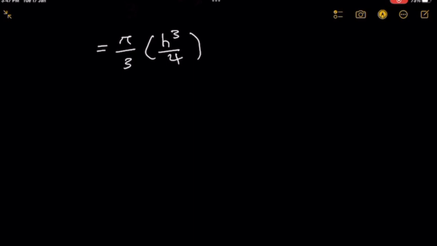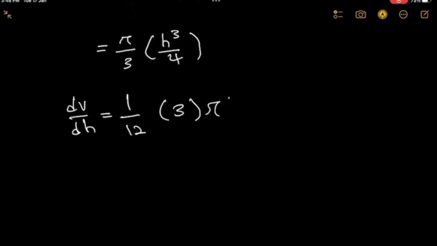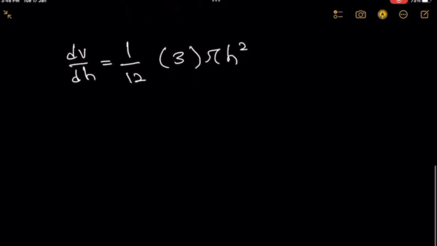Now, from the equation, we have to differentiate and get 1 over 12 times 3 pi h squared.